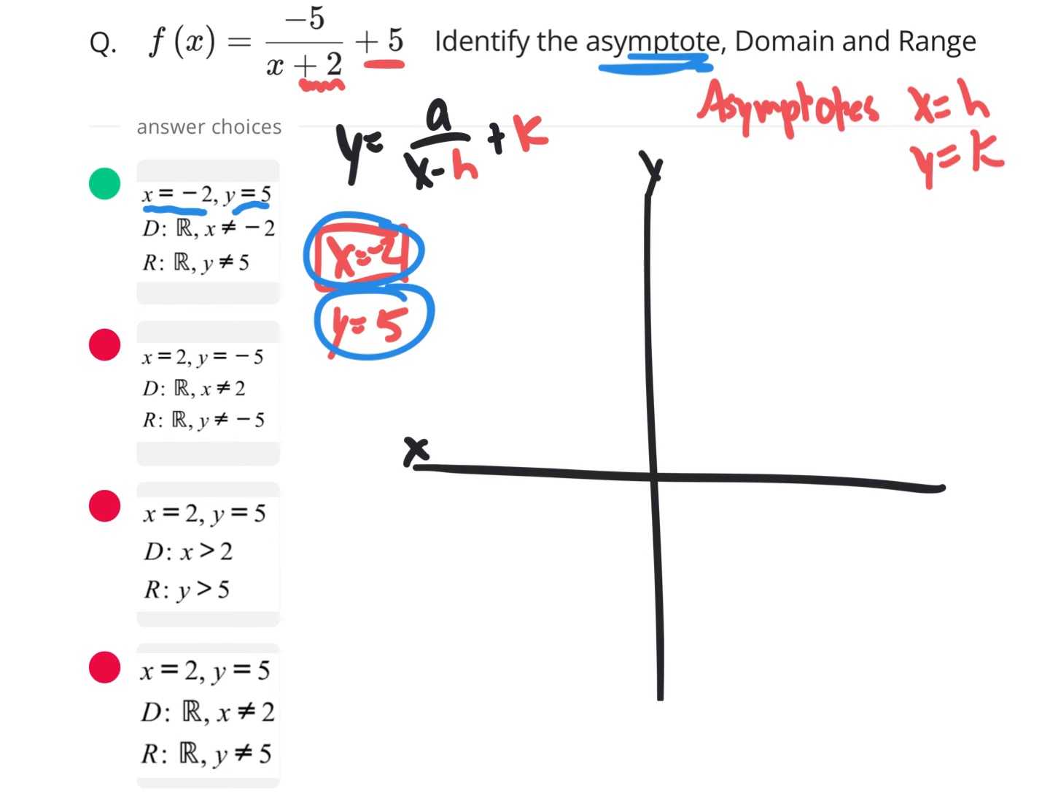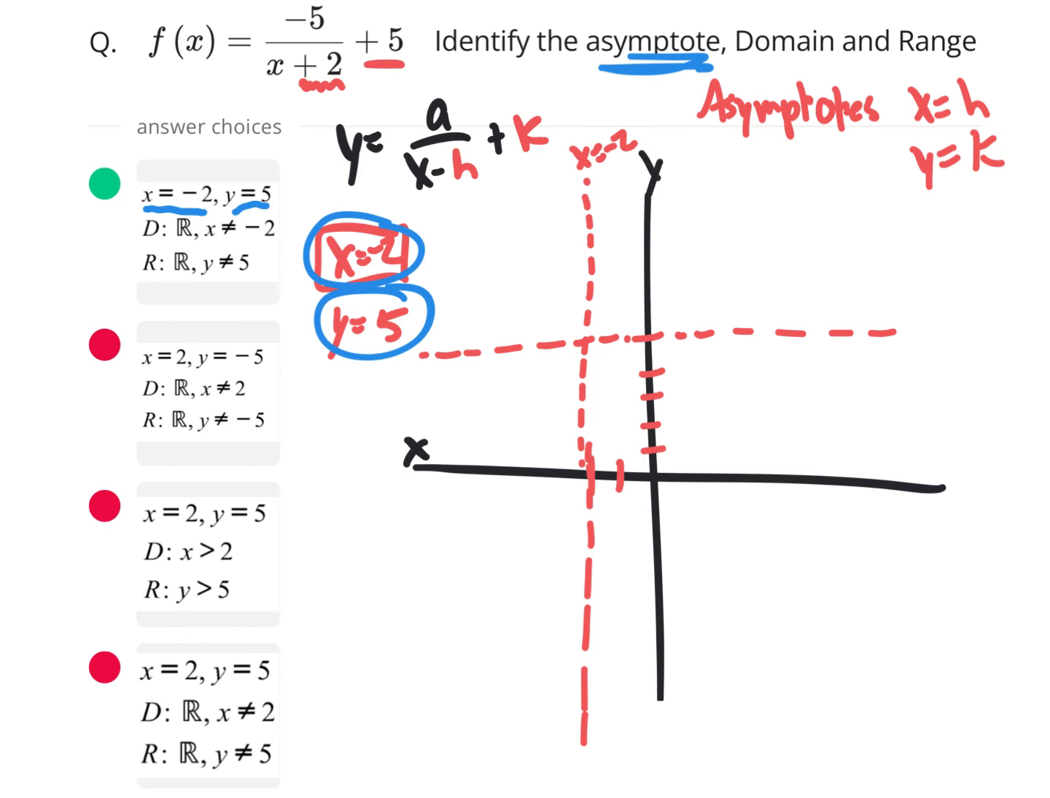And that would pretty much eliminate the rest of these because none of the other ones have a -2 or a 5. But let's say on the actual test, other ones did have that. Then you could move on to the domain and range. Before we actually talk about domain and range, let me sketch this, all right? We already know that our asymptotes are at x equals -2, so here's your vertical asymptote. And your horizontal asymptote, y equals 5: 1, 2, 3, 4, 5. This is your horizontal line, y equals 5.